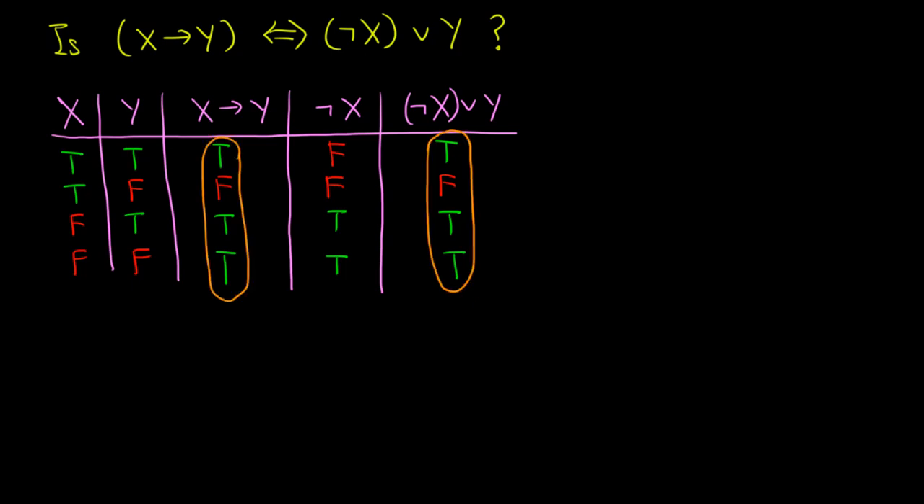Now compare the two columns of x → y and not x or y. We see that they are exactly the same. So, we can conclude that x → y is equivalent to not x or y, and this result will be useful later on.